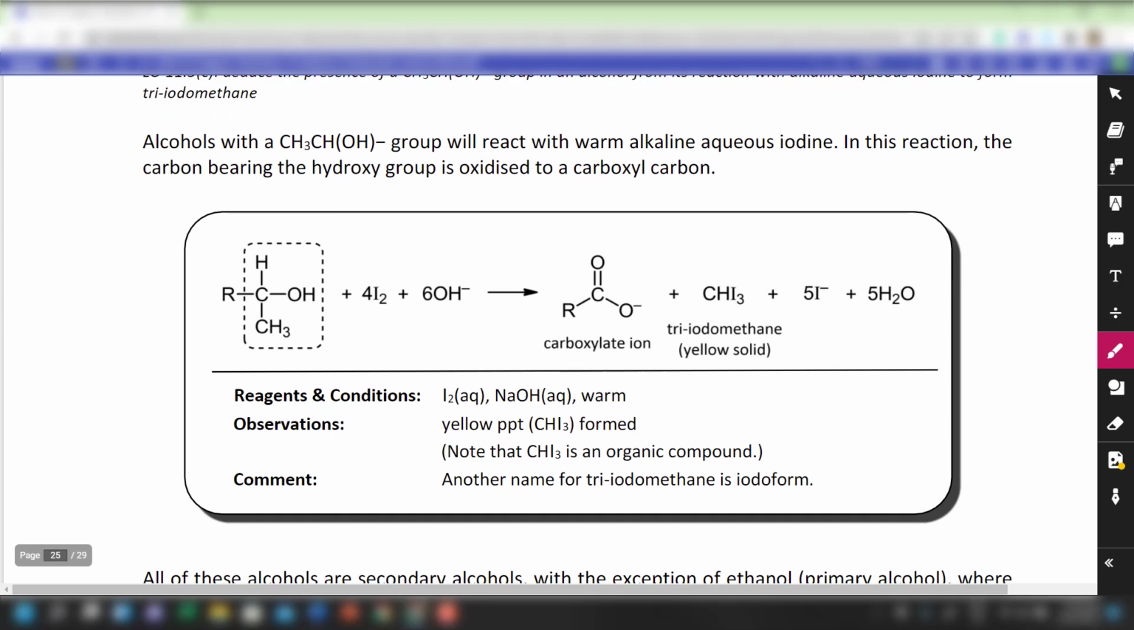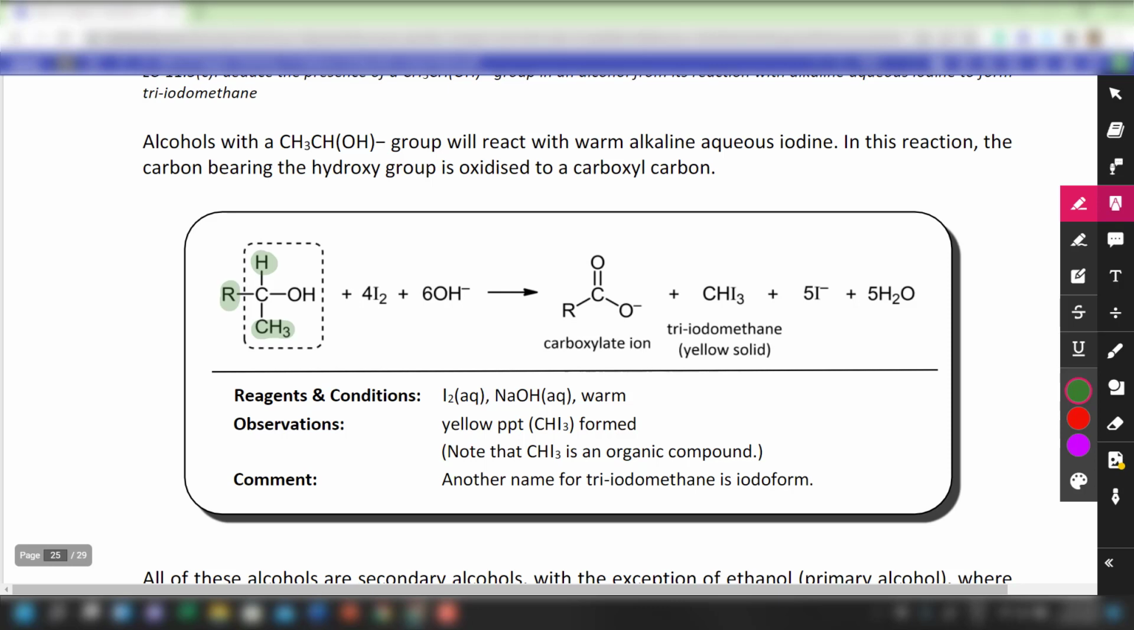It has this particular structural feature which I need you to remember. So basically, I have a CH3 here, bonded to the alpha carbon, and I have another R group here. That R group can be H or it can be an alkyl group. So the only primary alcohol which undergoes the iodoform test is ethanol.